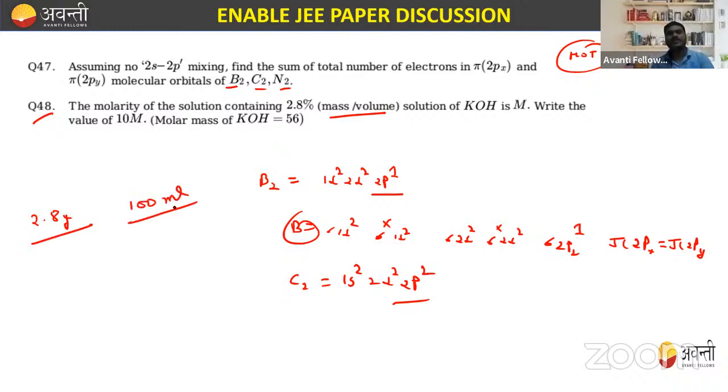This is mass by volume. KOH is M. The molarity of the solution is M. Write the value of 10M. So you have to calculate the molarity for this, and then you can write the value of 10M.